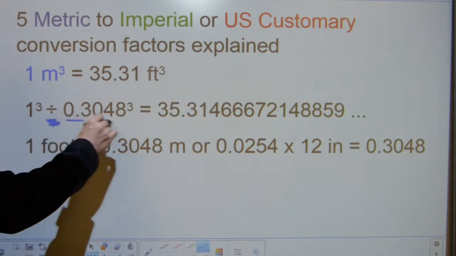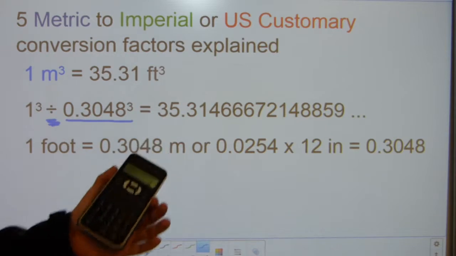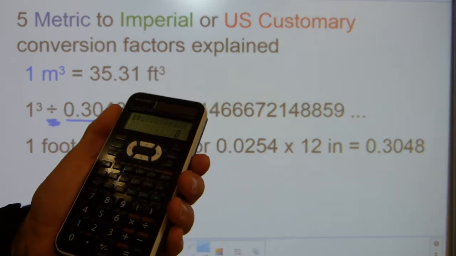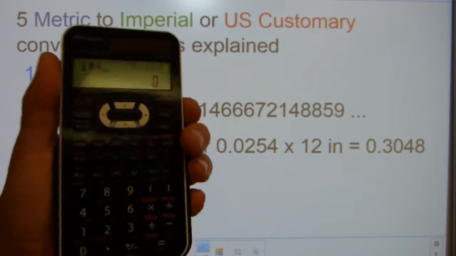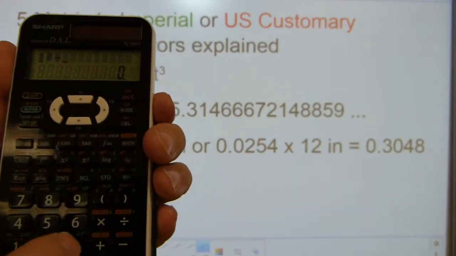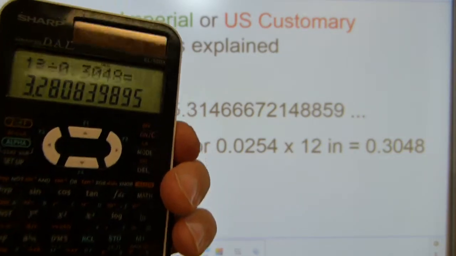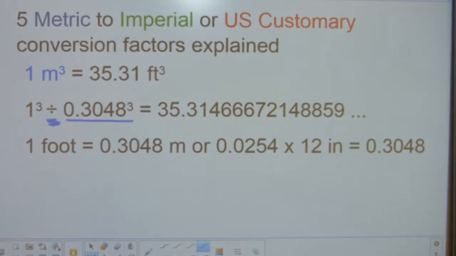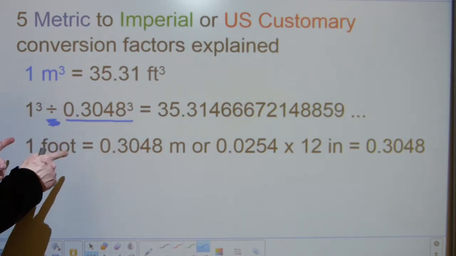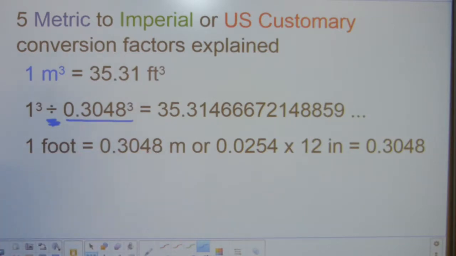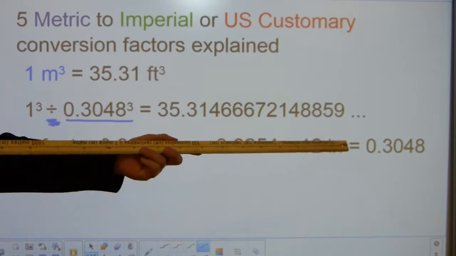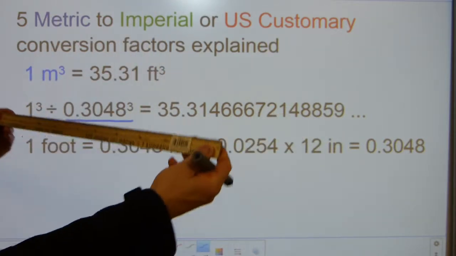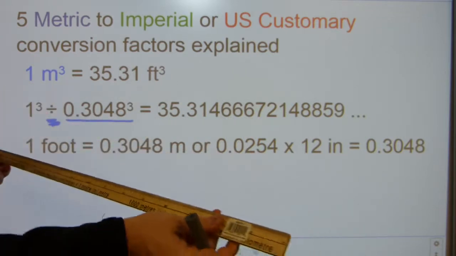So what's this number here that's being cubed? Let me just enter it into the calculator first. So 1 divided by 0.3048 equals, so there you have it, all of the decimal digits that you want plus some more. So what does this number mean? Well, this number is the length of a foot in meters. Very straightforward. So here is my meter stick. It's actually a meter stick. It has 1000 millimeters on it, and at the end here it says 1 meter.